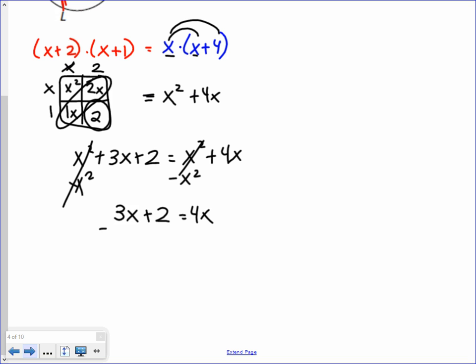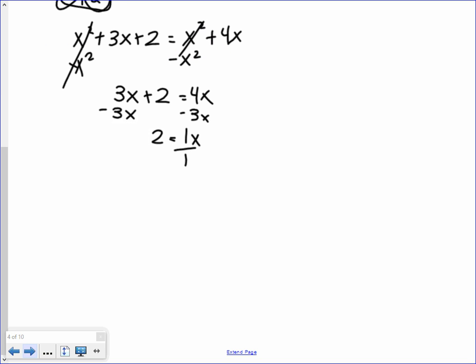Nope, I gotta subtract my 3x over, and then I get 2 equals 1x. Some people like to divide by 1. You're not gonna get anything other than 2, but if you wanna add in that extra step of dividing by 1, you most certainly can. And your answer is 2.